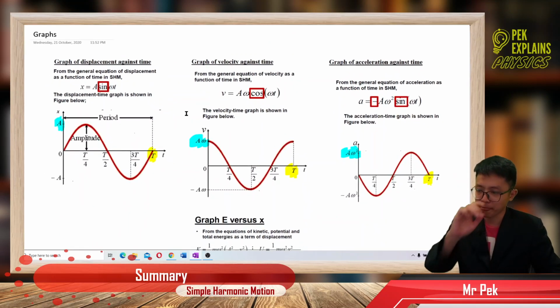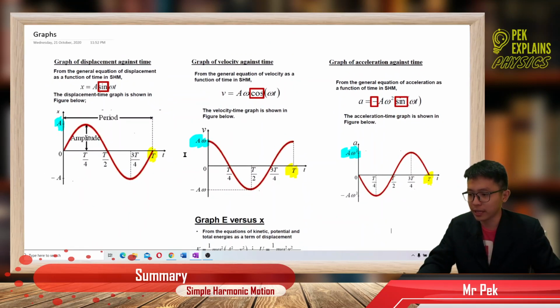Okay, about the graphs. Talking about the graphs, we have the displacement-time graph, velocity-time graph, and acceleration-time graph. All of these just depend on the formula. The displacement formula is A sine omega t, so it is a sine graph. We draw a sine graph. For x, it is a sine graph, so the maximum is A.